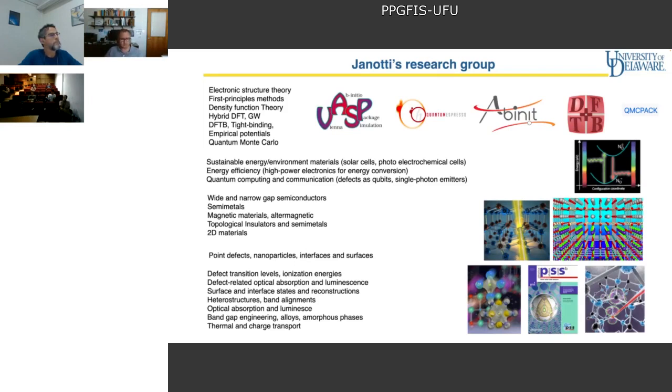Properties that you usually look at: what is the impact of defects? We have been looking at nanoparticles, properties of interfaces and surfaces, surface reconstructions, surface energies, and what we usually look at is defect transition levels, ionization energies. We have been calculating absorption and luminescence spectra associated with the defects. Heterostructures and band alignments: most of the devices that are made are based on heterostructures. Very few deal with a single material. And you need to know how the bands align at the interface, and so on.